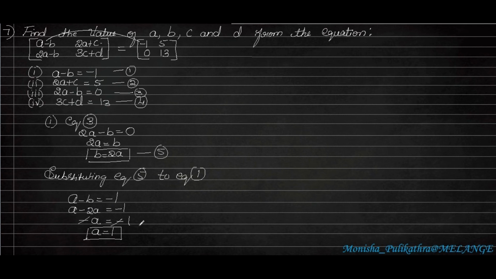This a is equal to 1, I will substitute into equation 5 itself. From equation 5, b is equal to 2a. We have already found the value of a, so b is equal to 2 into 1, which is 2. So b is equal to 2. So we got two values: a is equal to 1 and b is equal to 2. Now this a value I will substitute into equation 2.